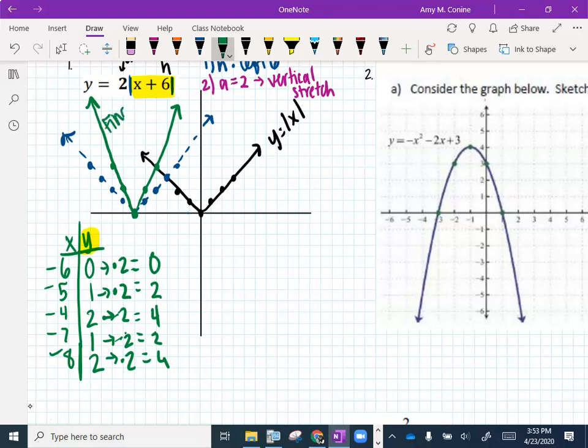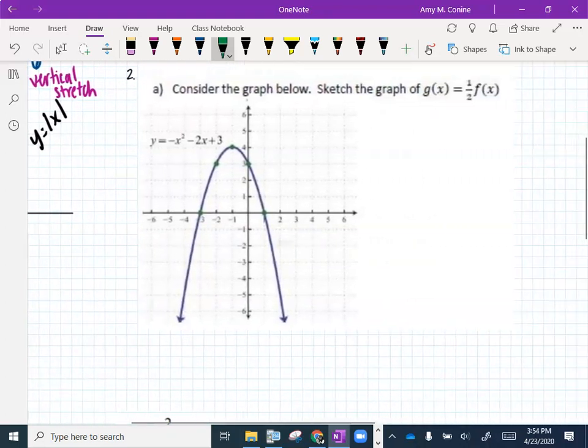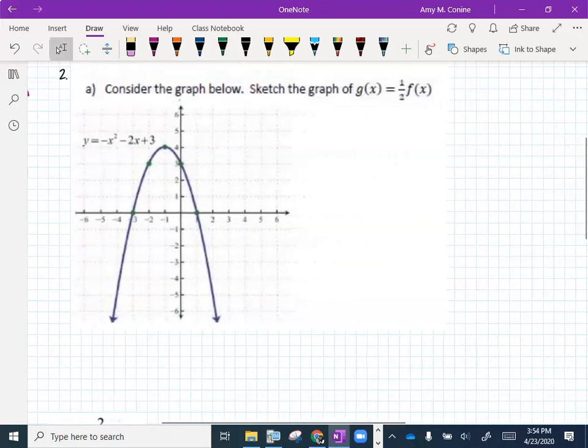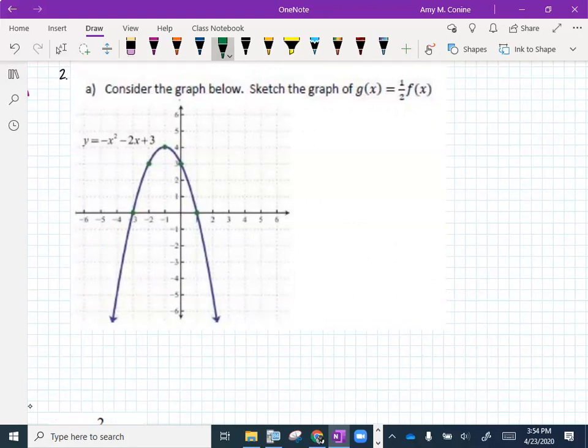So when you have an a that's greater than 1, that's what that's going to do. Okay, so I want to go over here and look at number 2. It is a parabola, so it is a quadratic, and it's kind of using different notation. We have this function, f of x, and they're telling us that we need to create a new function, and the new function is going to be equal to 1/2 of f of x, the one we started with.